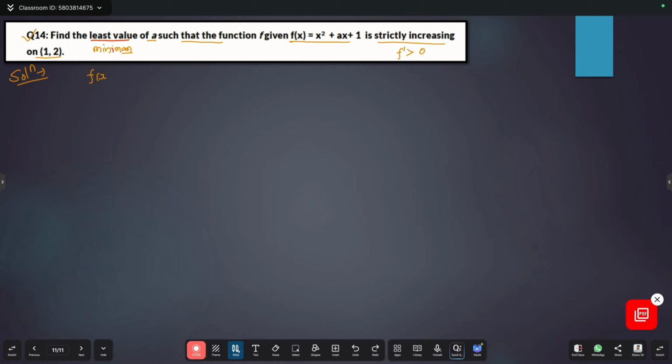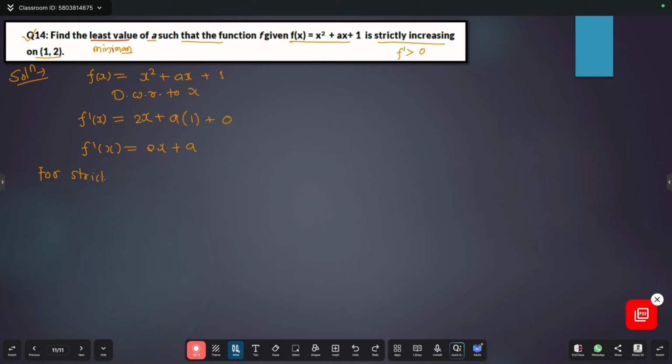f(x) equals x square plus ax plus 1. Differentiating with respect to x, f dash: the derivative of x square is 2x, then a, because a is a constant and the derivative of x is 1, plus the derivative of 1 is 0. So f dash x value is 2x plus a. And you know that for strictly increasing, f dash should be greater than 0.